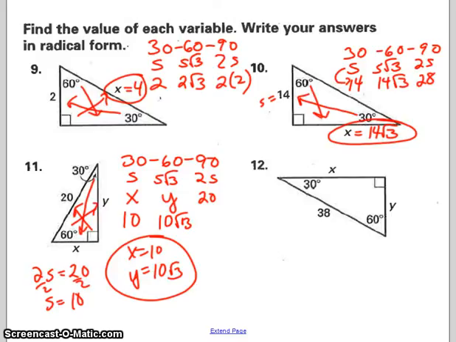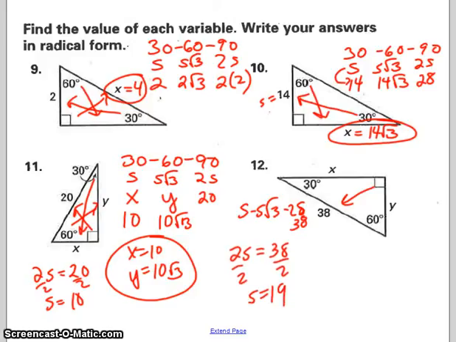Same thing over here. We've got s, s square root 3, and 2s for our ratios. We know across from the 90 is 38, so 2s equals 38. We get s equals 19. So across from the 30 is 19, so y equals 19. And across from the 60 is 19 rad 3, so x equals 19 rad 3.